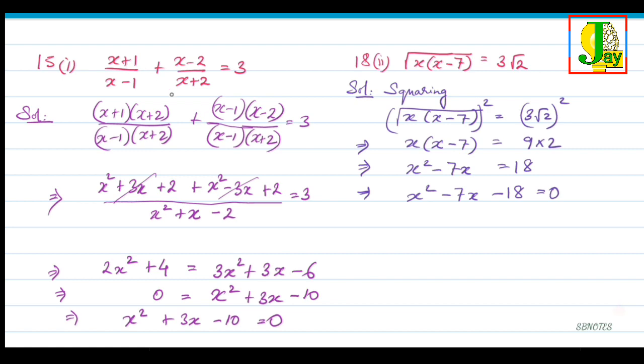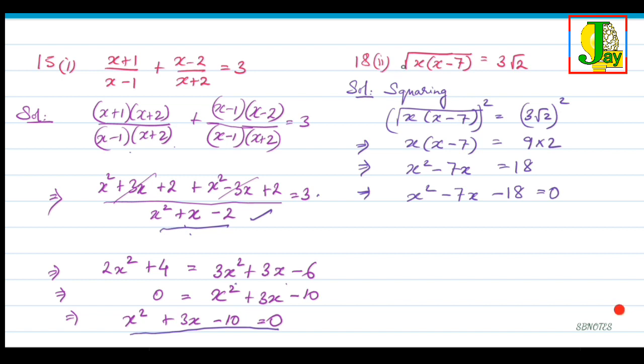Again when we have questions like this, take LCM. This is the way we finally multiply the denominator with the other side. So 3 into this whole thing, we get 3x squared plus 3x minus 6, and the numerator is 2x squared plus 4. So again rearranging, we get the general form of the quadratic equation. Now you can easily solve this, and let me know the answer in the comment section below.